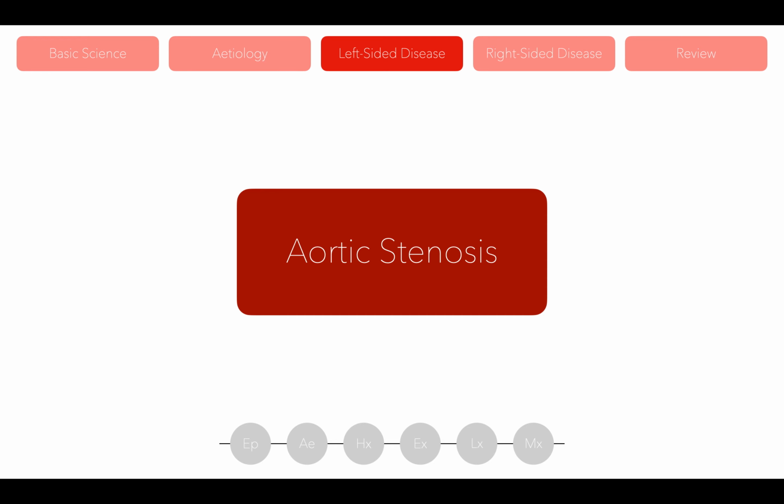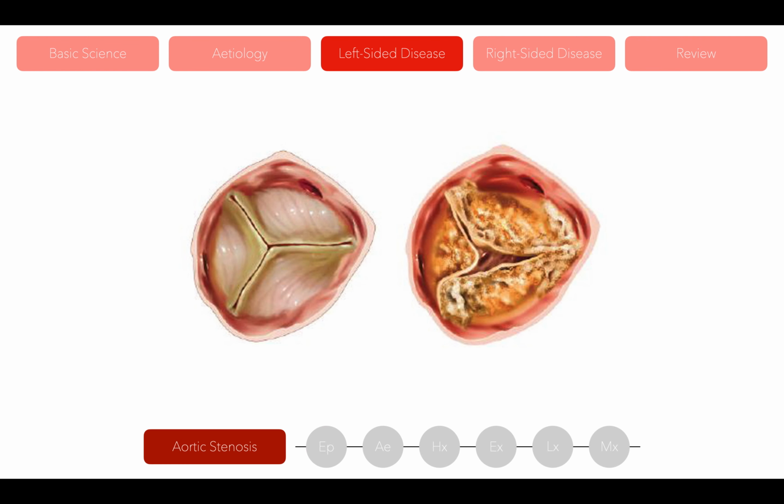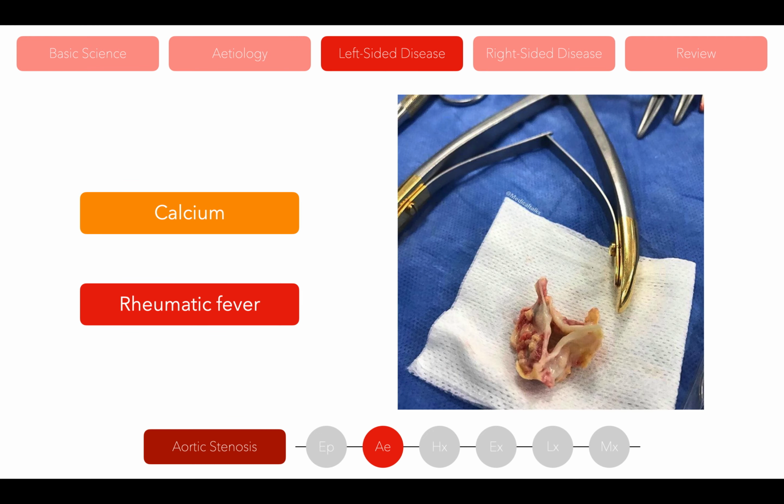So let's jump into left-sided disease, and we'll start with a condition called aortic stenosis. Now, the epidemiology of aortic stenosis is usually older people, and the etiology is calcium, senile degeneration, and rheumatic fever. So here's an ablated aortic valve that you can see, and you can see the calcium deposits there as they're having surgical aortic valve replacement.